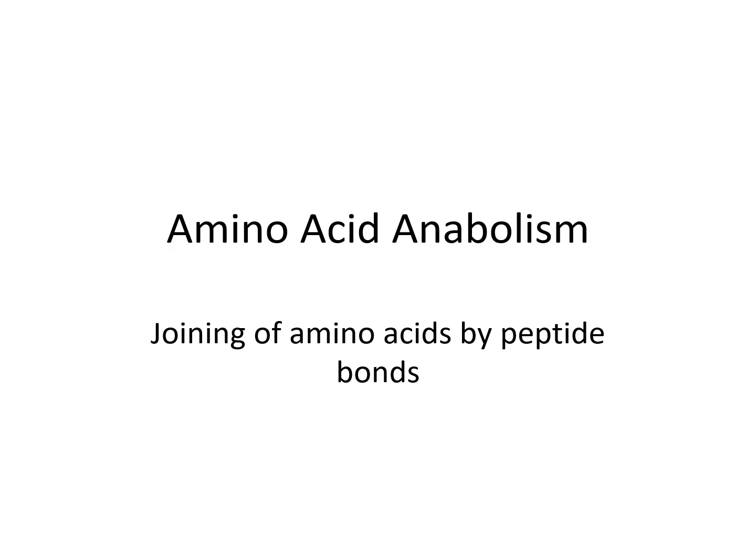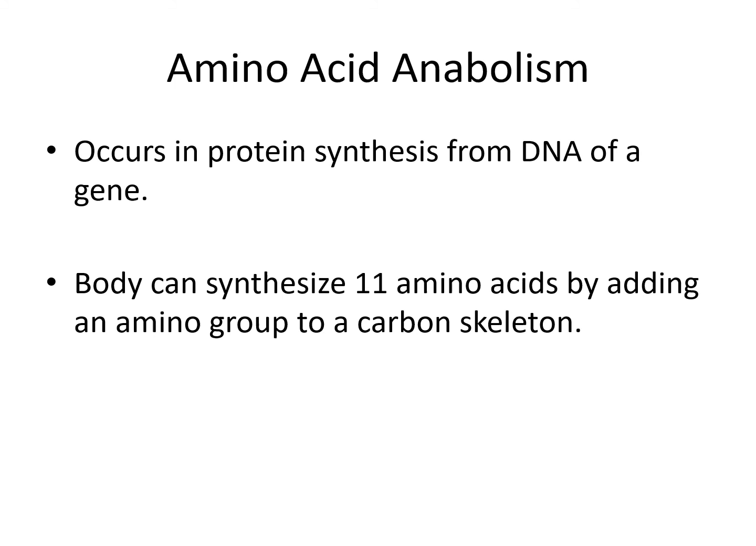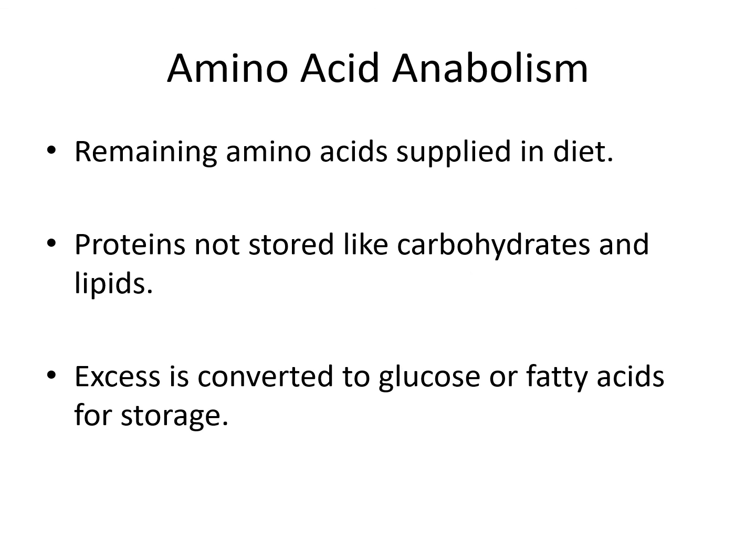What about amino acid anabolism? You learned this in SCB 203, where amino acids are joined by peptide bonds, and this occurs in protein synthesis from the DNA of a gene. As you learned from the nutrition lecture, the body can synthesize 11 amino acids by adding an amino group to a carbon skeleton. The remaining amino acids are essential and must be supplied in the diet.